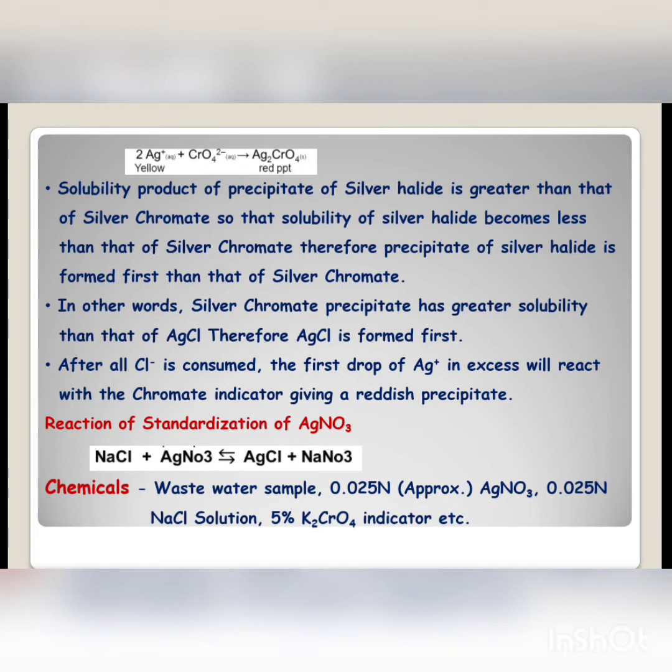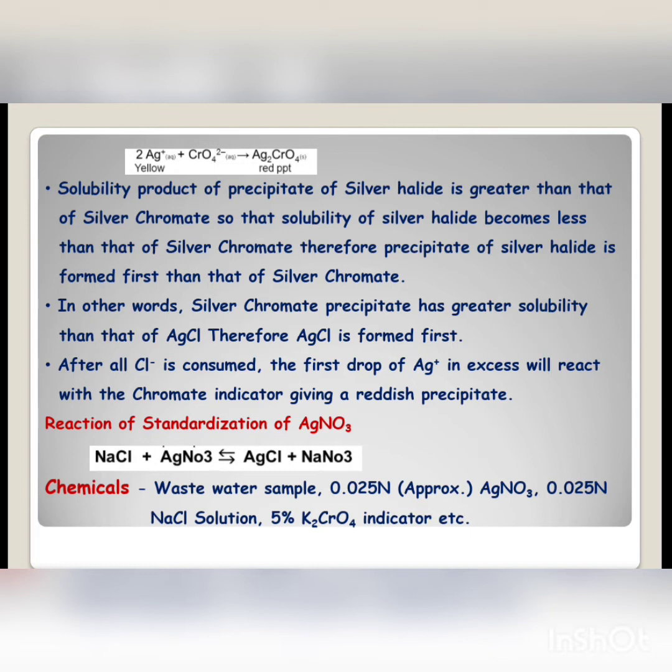Once the precipitation is completed, or once the chloride ions have completely reacted with silver ions, there is no chloride ion left in the conical flask to react with further drops of silver ions. So after complete reaction of chloride with the silver ions, chromate ions are going to react with the silver ions, and there will be a color change, and that color change is your end point. Now we will see the reaction.